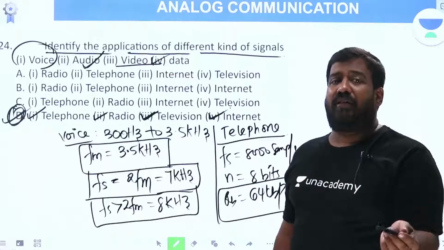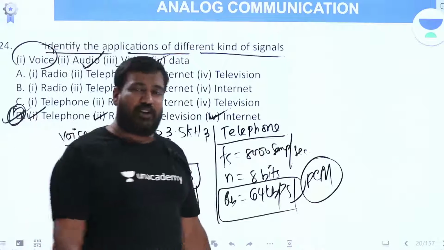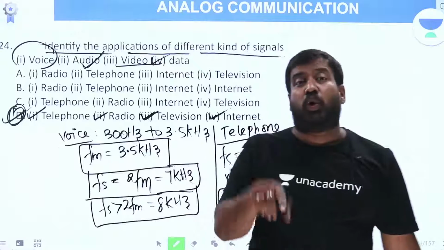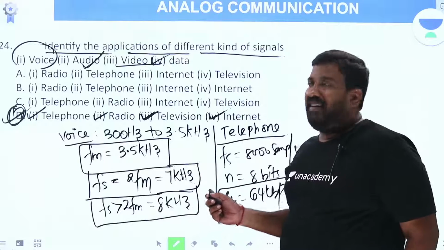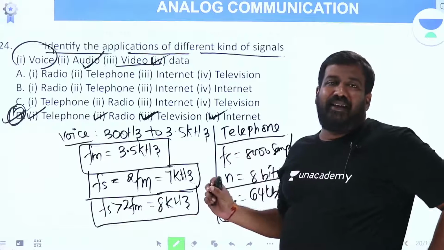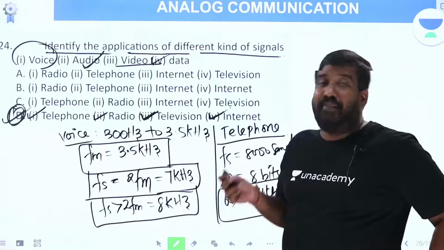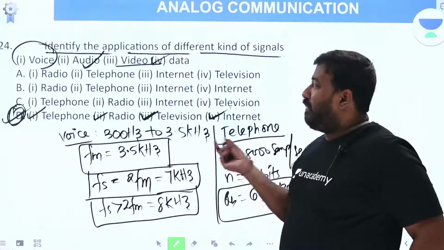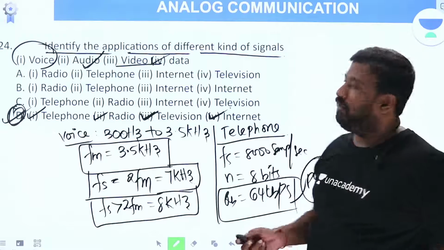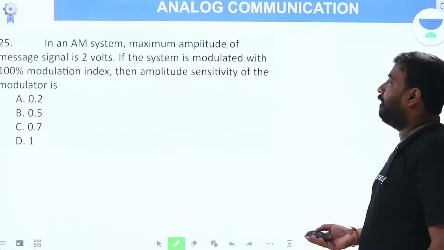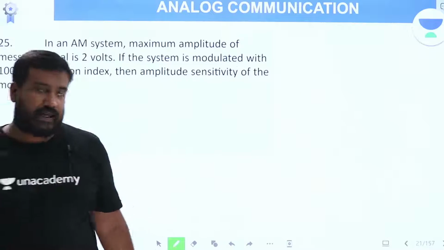The question is very simple, but the concept is very deep. Clear? And our approach is also the same: concept through questions. Okay? A question is only a medium for us to explain a concept. Through a question, I am trying to explain so many concepts here. Okay? Try to understand that. Next question.